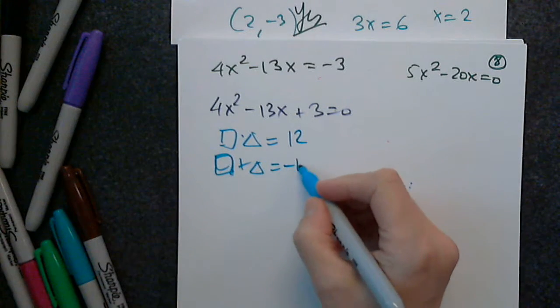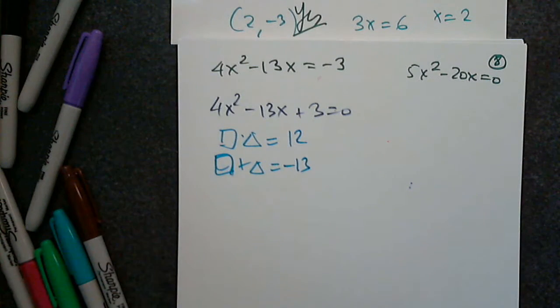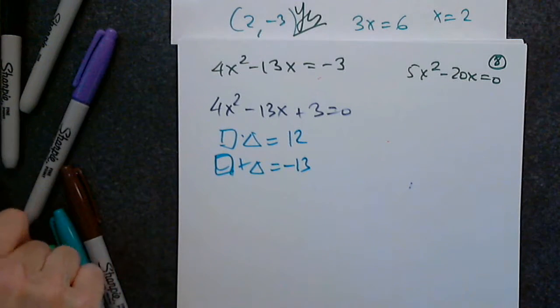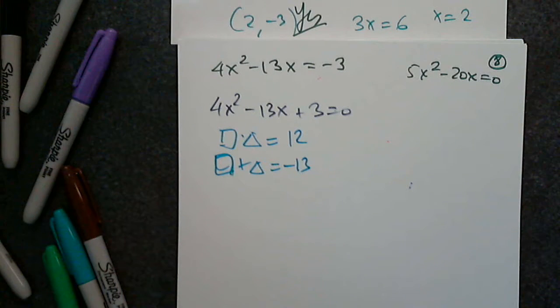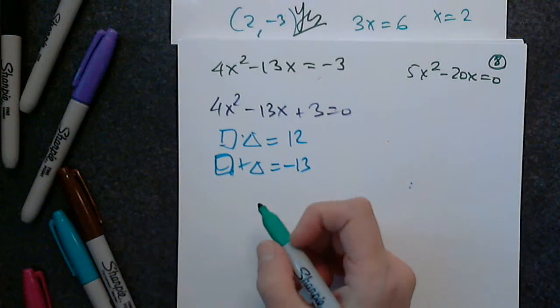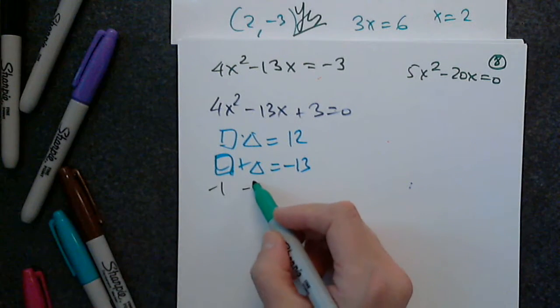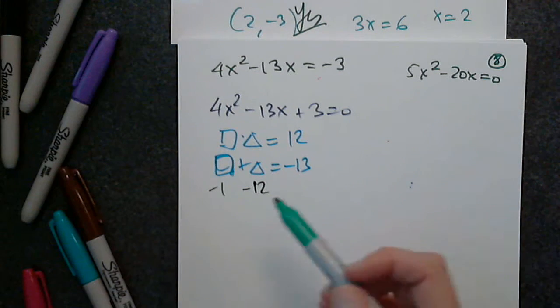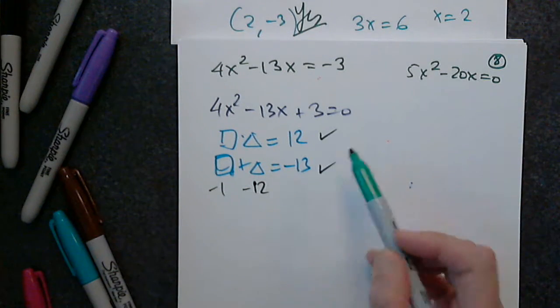So, good. So then, please give me two numbers. Since the product is positive, both have to have the same sign. Since the sum is negative, both have to be negative. Negative 1, negative 12. Very good. The product is 12 and the sum is negative 13.